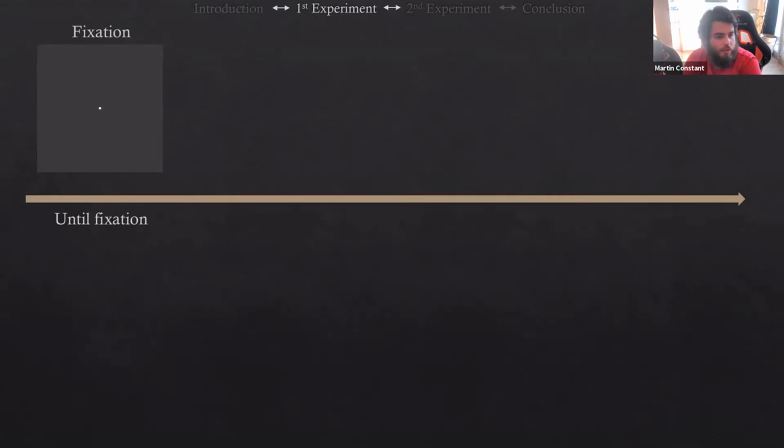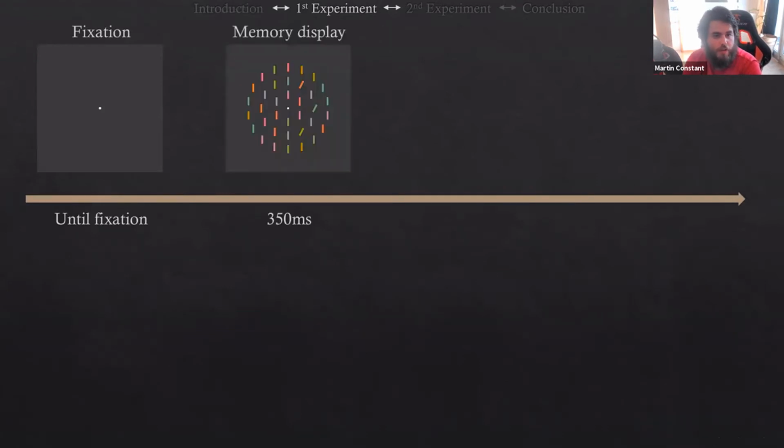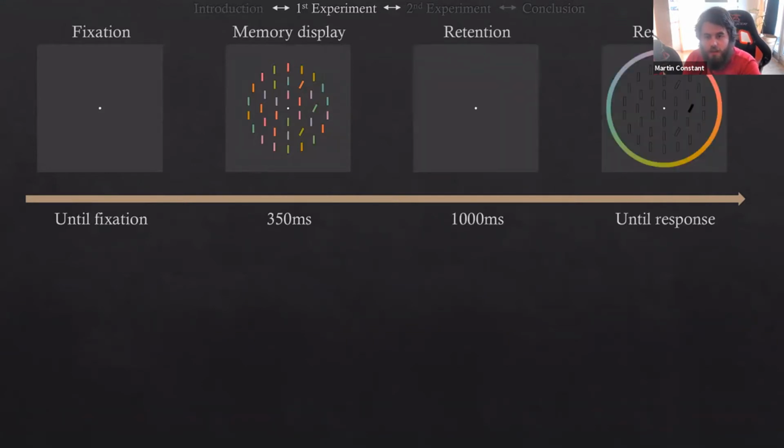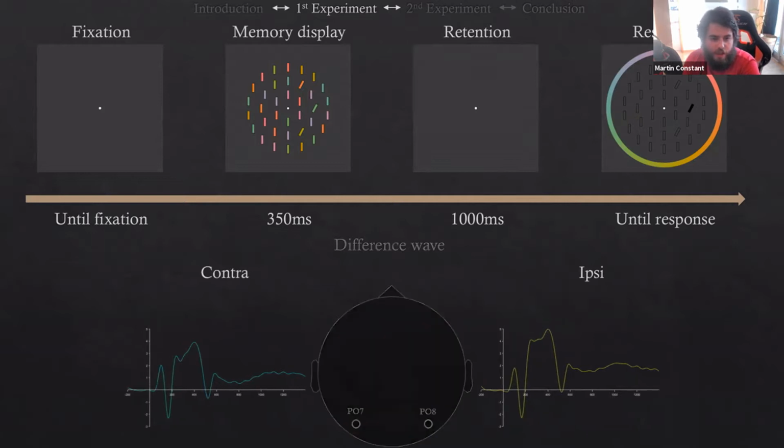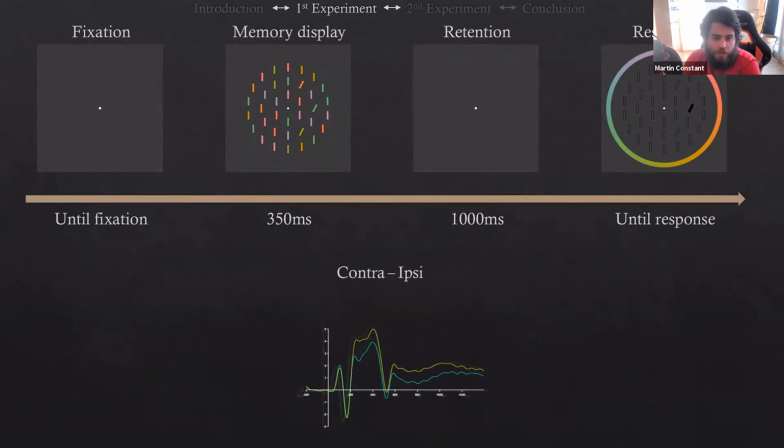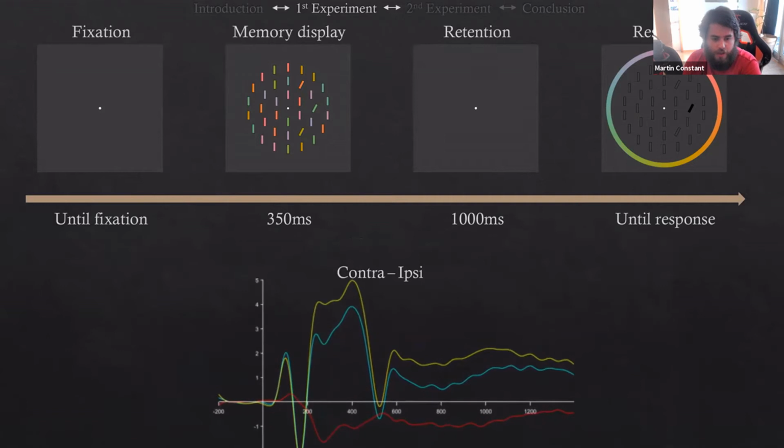So our task is as follows. There's a fixation dot that is followed by a memory display for 350 milliseconds, a retention period of 1 second, and then the response display. So here our variable of interest is the difference wave between PO7 and PO8. So the difference wave is subtracting the contralateral minus ipsilateral waves to obtain the red wave that we see here.